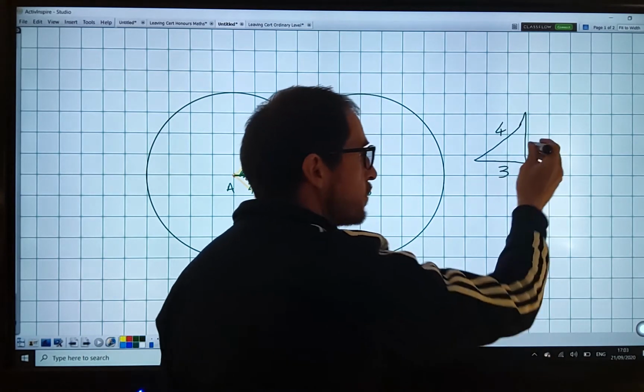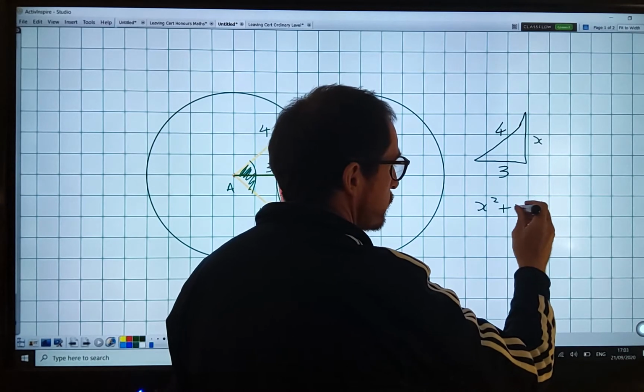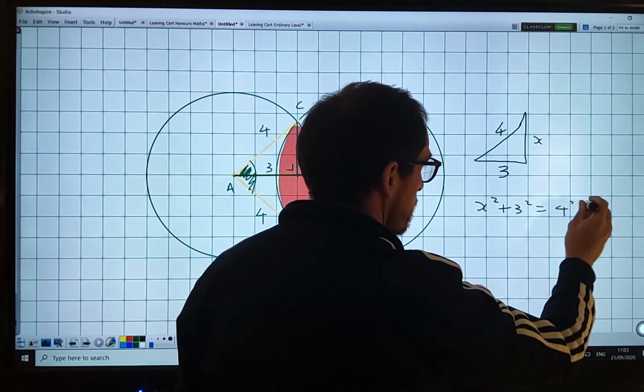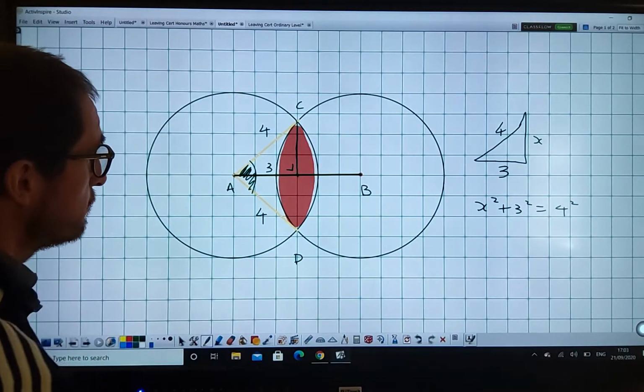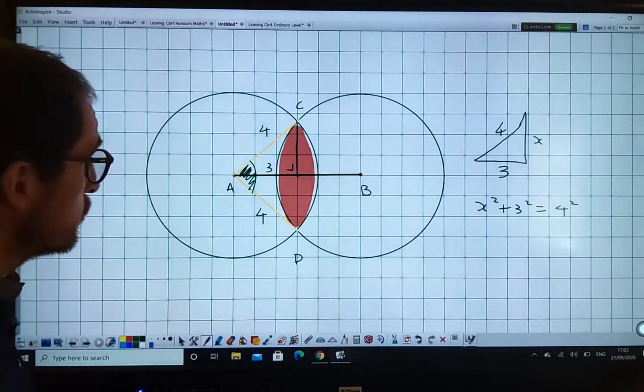4 and 3. So I can use Pythagoras' theorem, call that x. So x squared plus 3 squared is 4 squared. I can work out what x is, double it, then I'll have the length of CD. And then you just do the cosine rule.